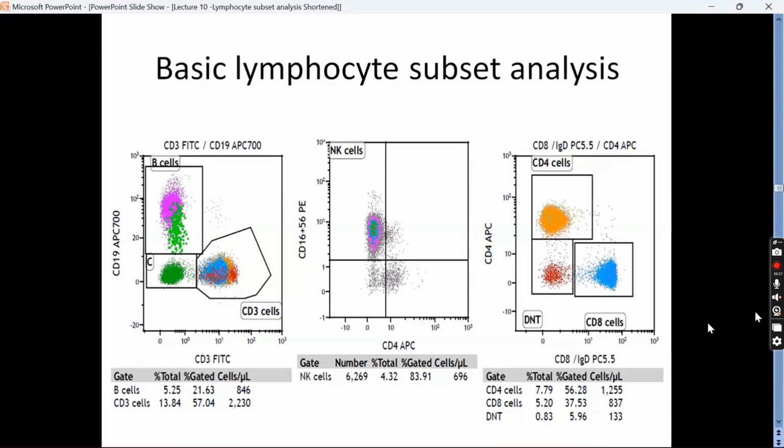For enumeration: stain, lyse, no wash. Perfect. Stain, lyse, no wash. Okay, so whenever you are doing an enumeration assay with beads, you should not wash it.